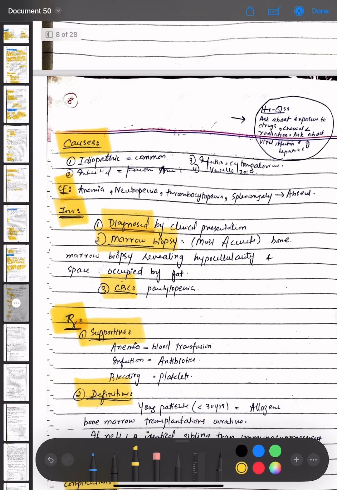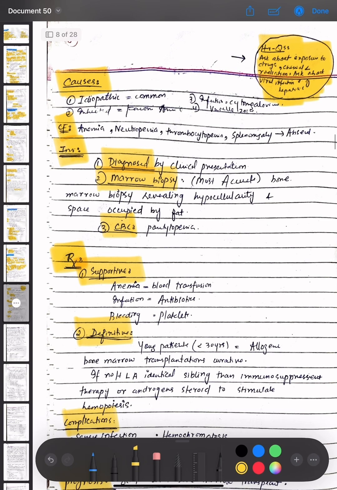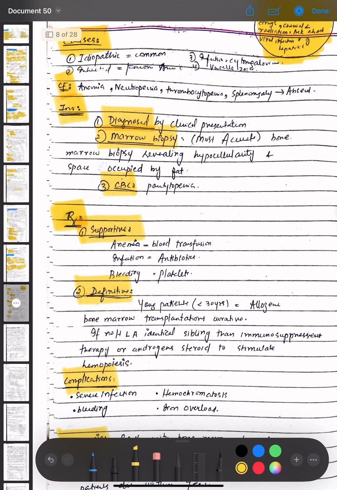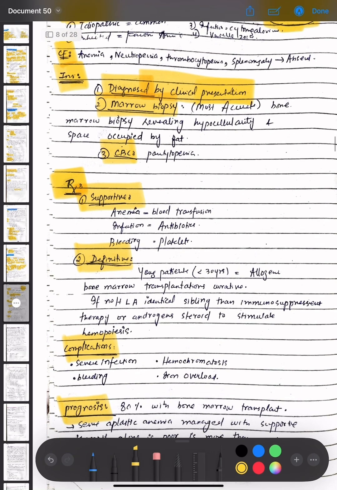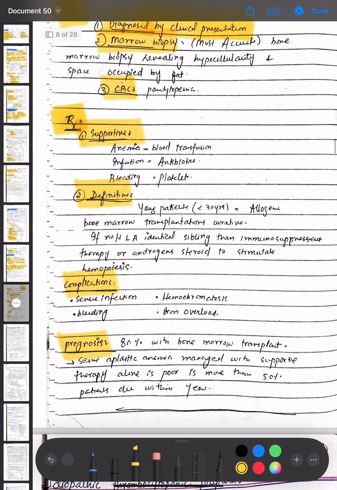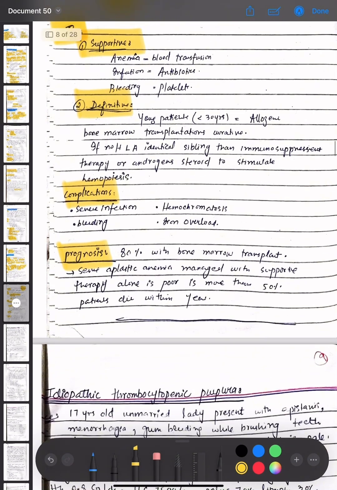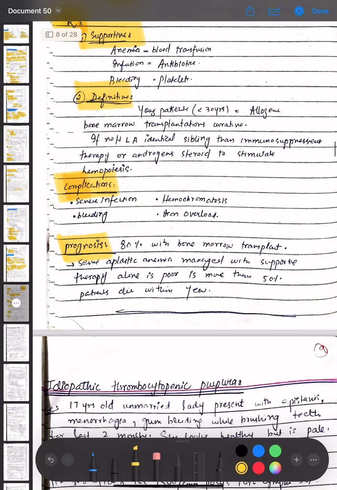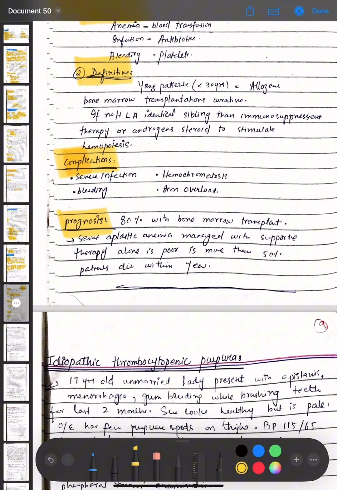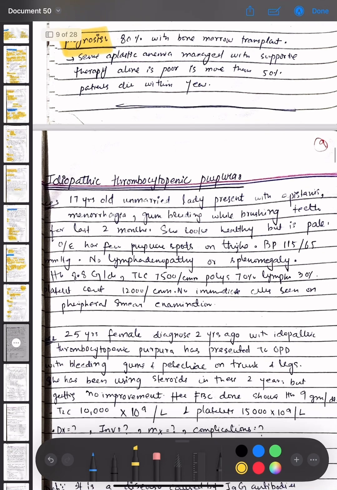The history questions ask about exposure to drugs, that is chemical and radiation, and ask about viral infection, for example hepatitis. Then we discuss the causes, the clinical features, and the investigations, which are diagnosis by clinical presentation, then the bone marrow biopsy is done, and the CBC is done. The treatment options are supportive and definitive, then the complications, which are severe infection, hemochromatosis, bleeding, and iron overload, and then we discuss the prognosis.